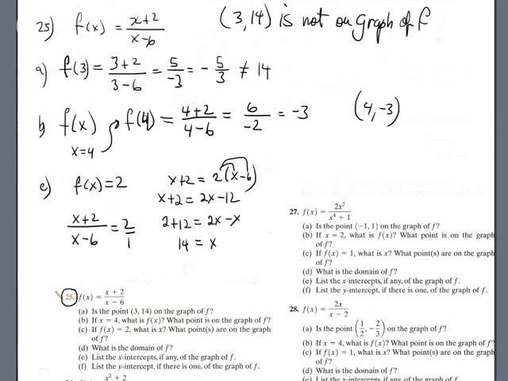So it is (14, 2). That's the point. (14, x and y is 2) is the original. Now let's find the intercept. Intercept is easy.